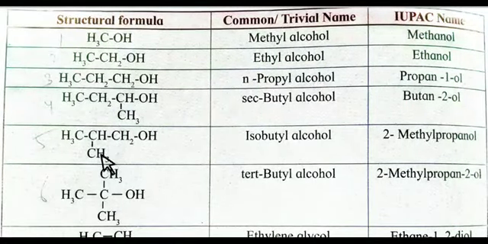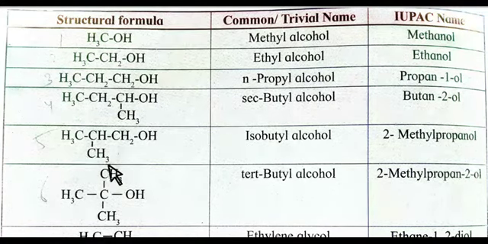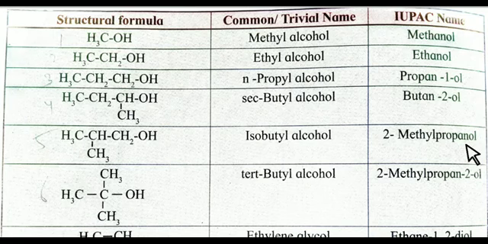Now similarly here we have to number it again from the right side. 1, 2, 3. See, this carbon is not in the numbering. The carbon which is not in the numbering is called a branch. So here CH3 is the branch. So 1 number contains OH, 2 number contains methyl. So it is 2-methylpropanol, or you can write it 2-methylpropan-1-ol.